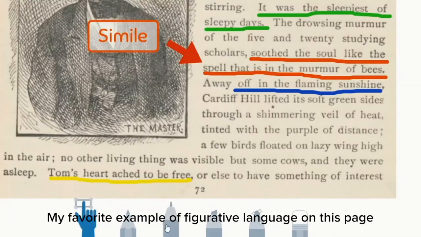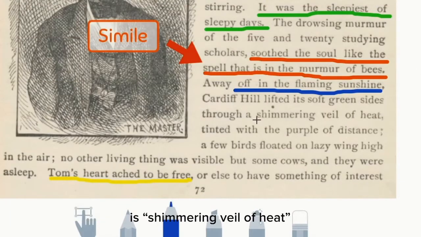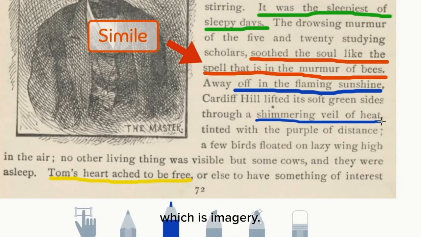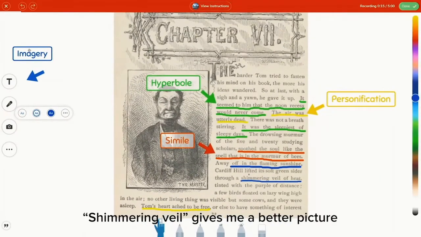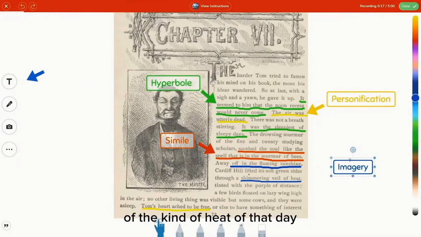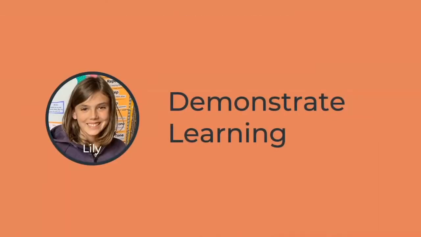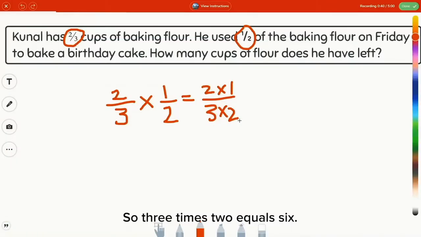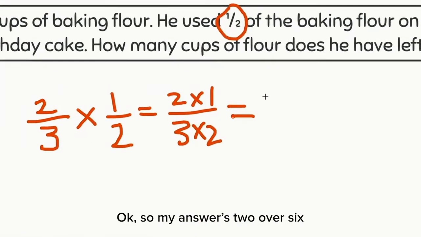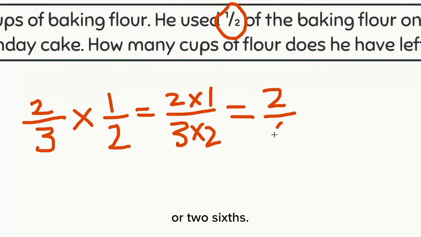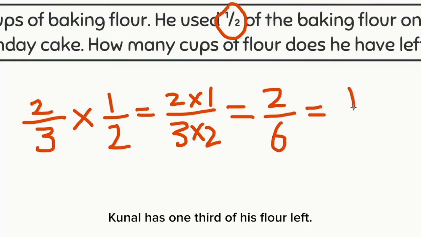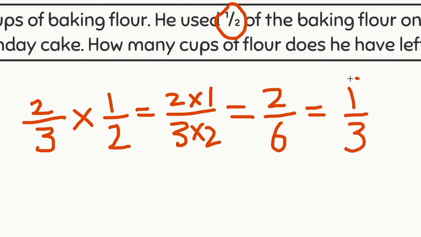My favorite example of figurative language on this page is shimmering veil of heat, which is imagery. Shimmering veil gives me a better picture of the kind of heat of that day, and it sounds cool. So 3 times 2 equals 6. Okay, so my answer is 2 over 6, or 2/6. Oh, I can simplify that. Kunal has 1/3 of his flour left.